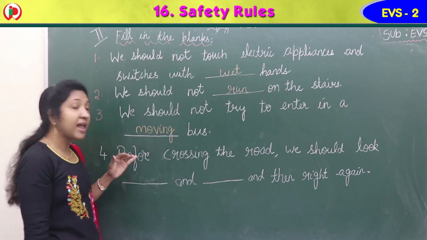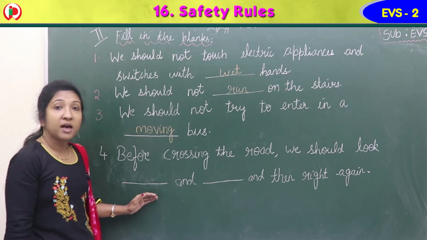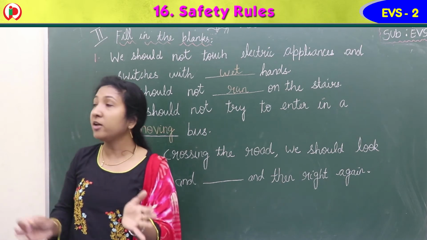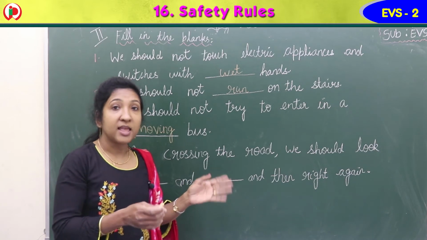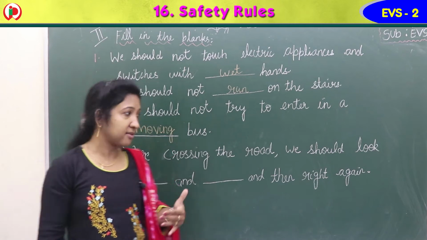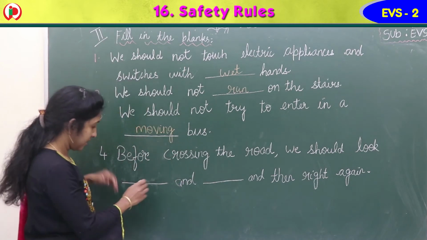Fourth one, the last one. Before crossing the road, how should we look? Before crossing the road, first we should look right. Then we should look left. Then again we have to turn right. Then we should cross, isn't it? Yes. So before crossing the road, we should look right.